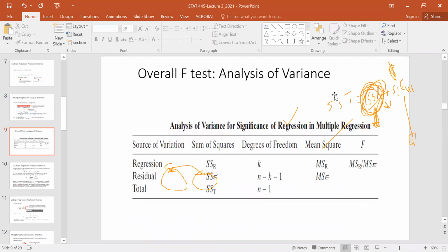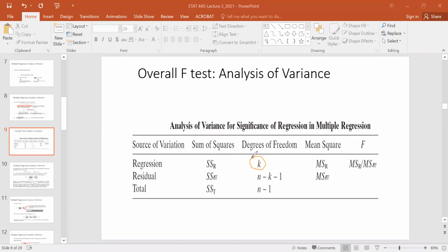So this test is similar to analysis of variance, where we divide regression sum of squares by the error sum of squares to get our F statistic, which you have done before. Okay, and how do we get the sum of squares regression? It has K degrees of freedom, and by the way, K is the number of regressors. And then we have the error having N minus K minus 1 degrees of freedom.